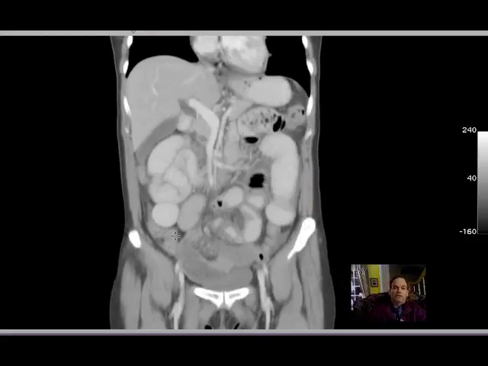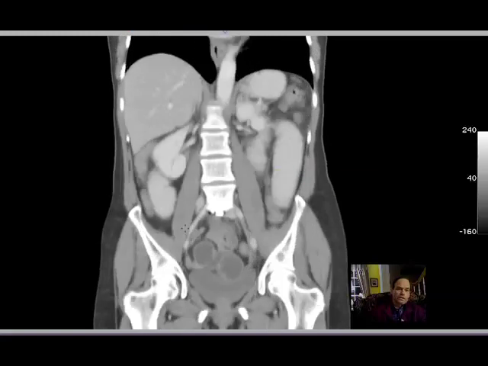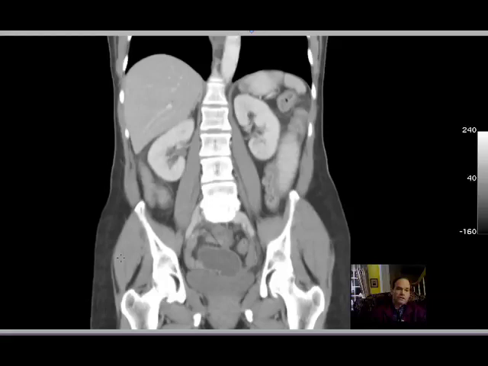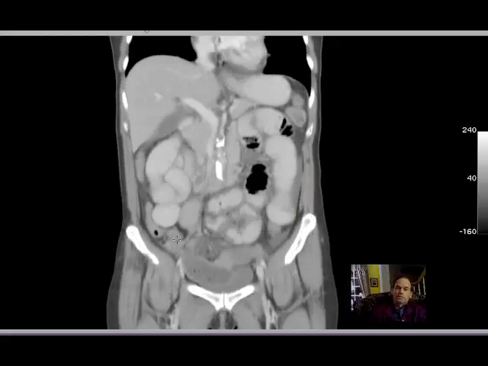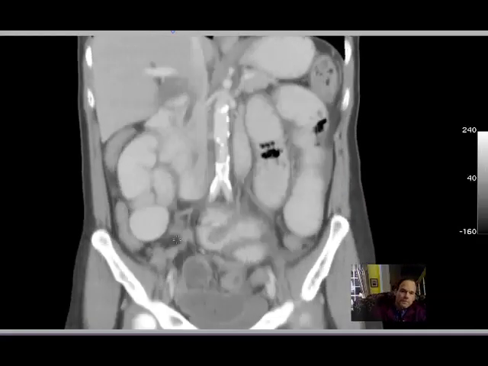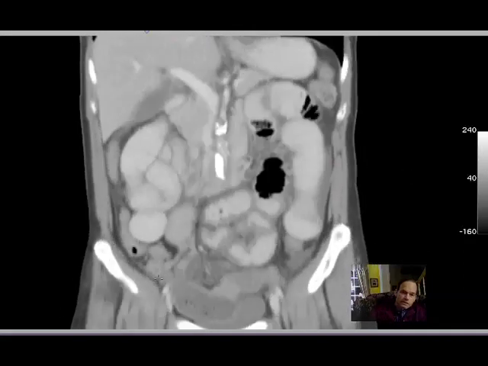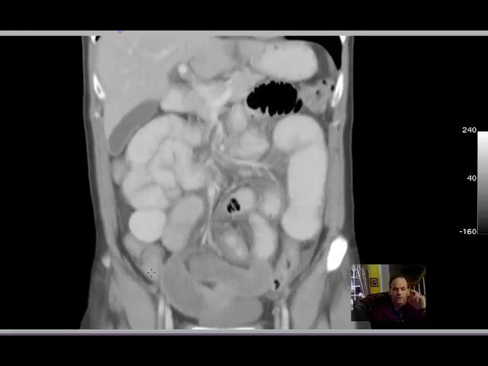Okay, so if you look down here, it may be a little hard to identify what's what. This is presumably right colon, and it is quite small in caliber. But these little loops down here are small bowel loops, such as this. See that? And here, not sure, maybe that was a vessel. It can be hard to tell.